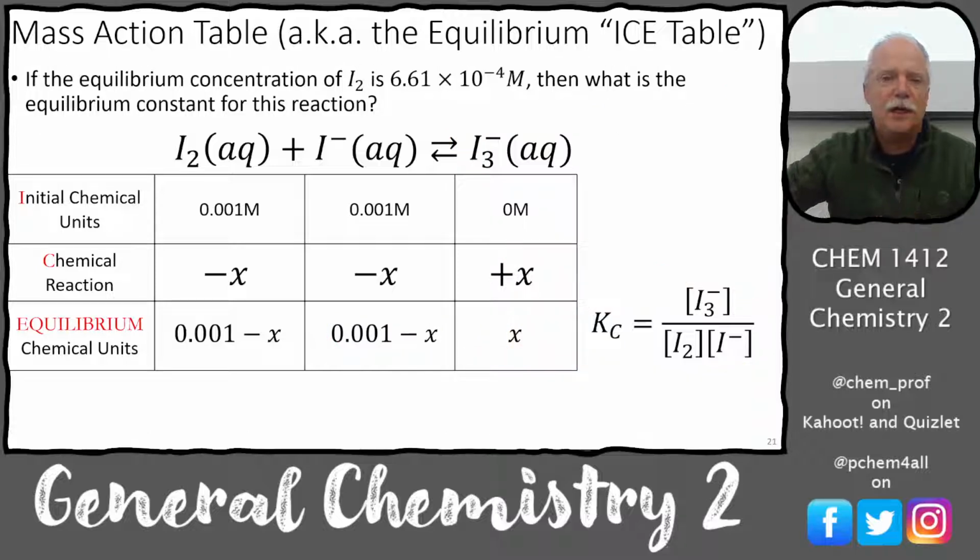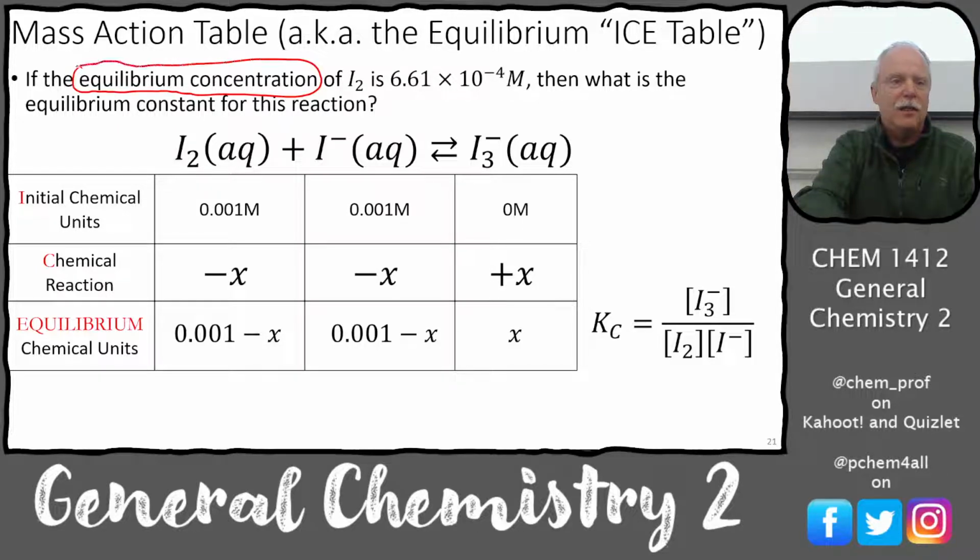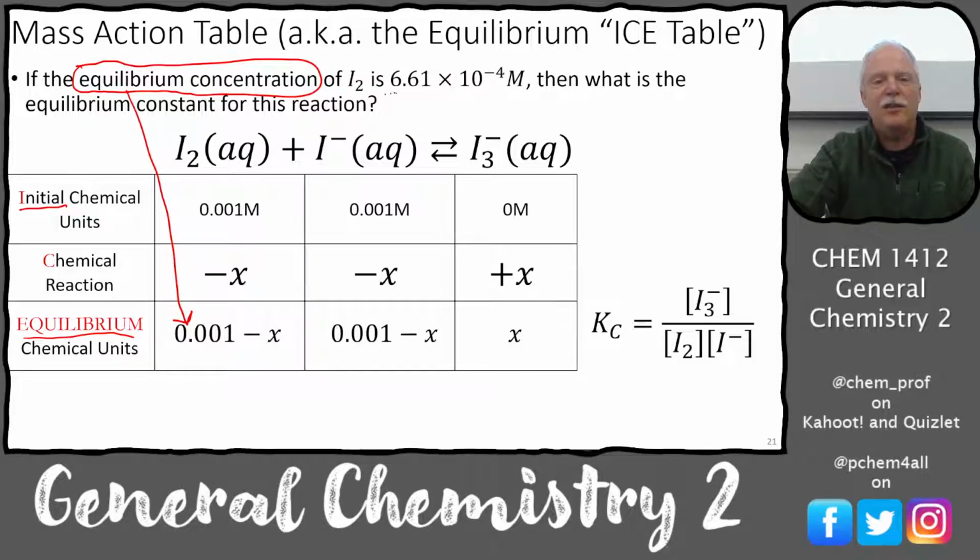Okay, let's add a little piece of information to this problem. We'll say if the equilibrium concentration of I2, so look at this very carefully. This says equilibrium concentration. So that's this one down here, not the original, right? This is the initial concentration. This is the equilibrium row. And so we're saying if the equilibrium concentration of I2 is this number, then what is the equilibrium constant?